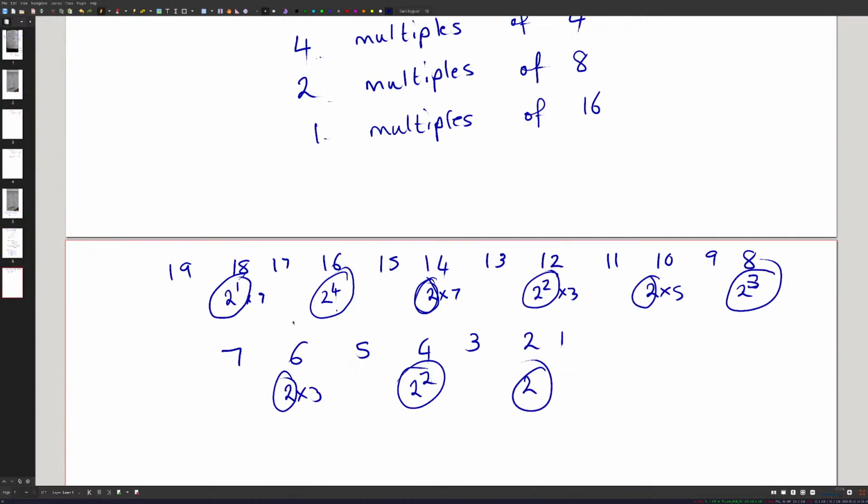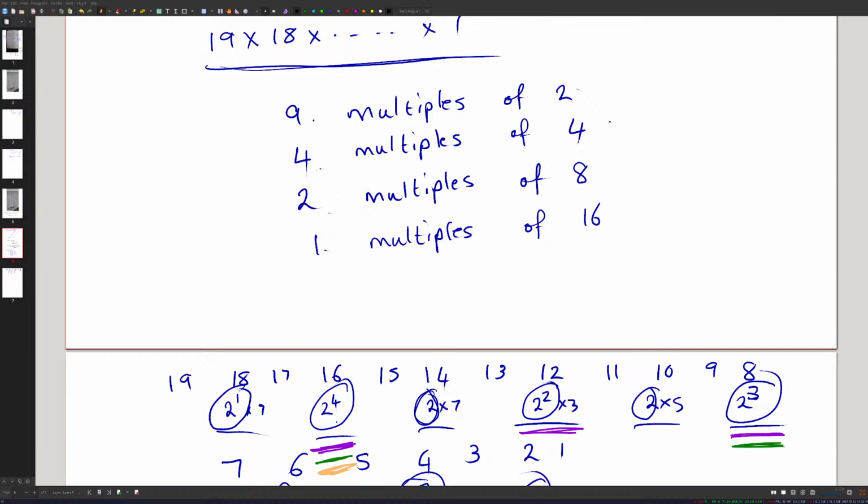That's the same answer as what you would have gotten over here, 9, 4, 2, 1. You can see that for every second number, there's at least 1 2 in that factorization. For every fourth number, there's at least 2 2s, so we add it in a second time to account for the second 2 in this factorization. For every 8th number, there's at least 3 2s. And for the 16th number, there's 4 2s. And so that's where the 9 plus 4 plus 2 plus 1 comes from.